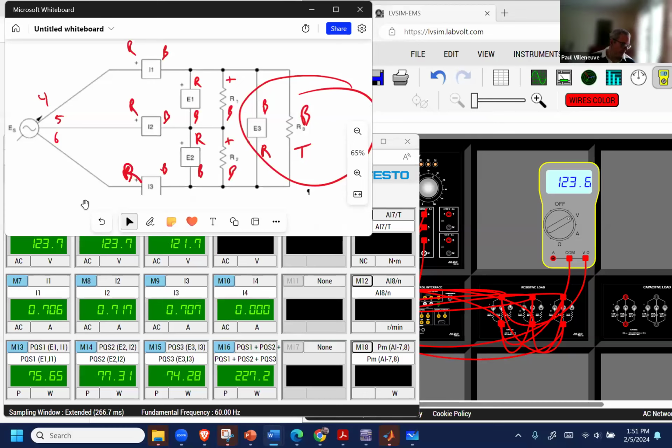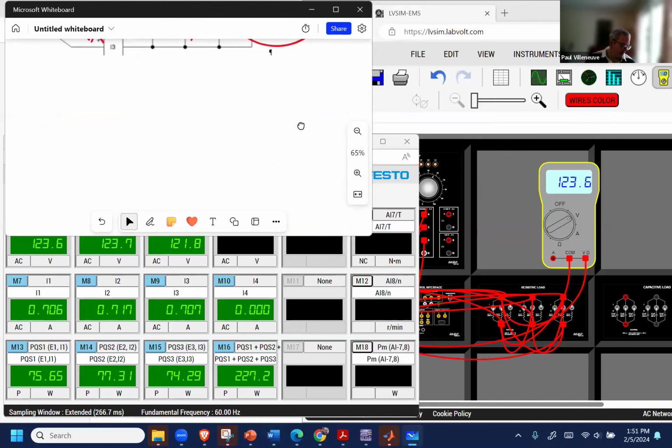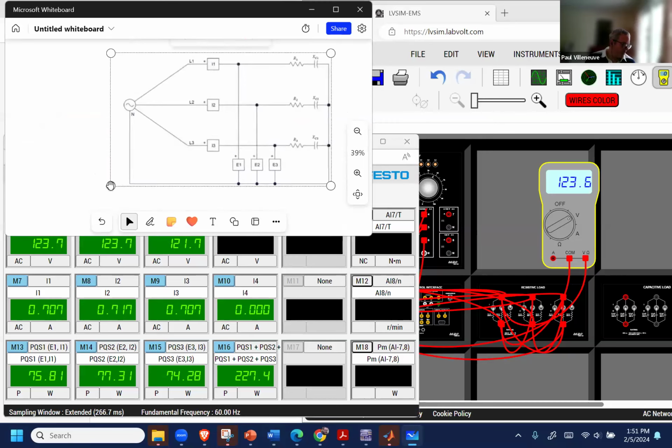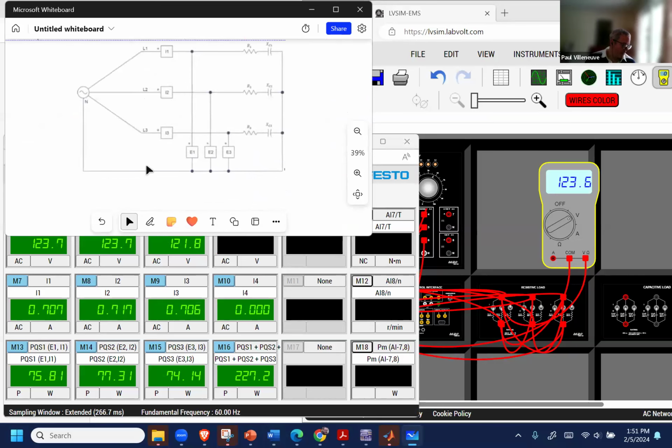Okay. All right. Let's move on to the next part. So I'm just going to copy this in. So now we're actually going to do a three-phase load with some resistance and some capacitance in.